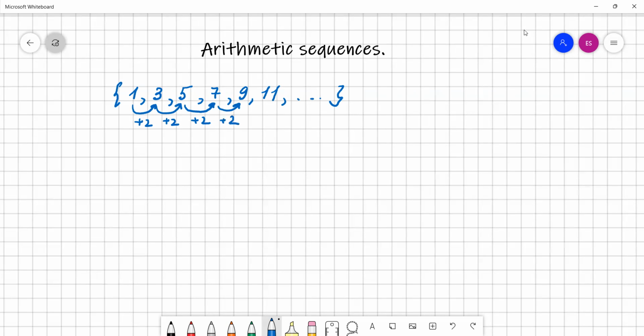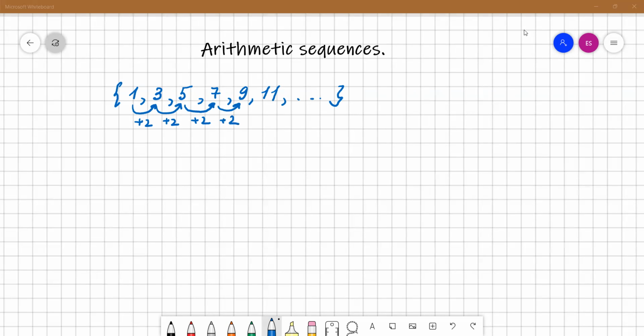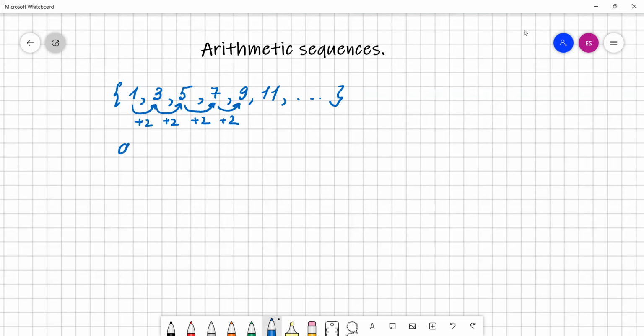Well, guys, it looks like we get the next term by using the previous term and adding a certain number, 2. We are going to call this number 2 a common difference, and label it with the letter D. And the first term, we are just going to label as A.